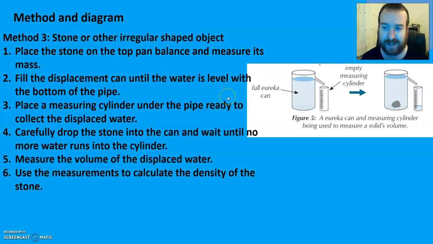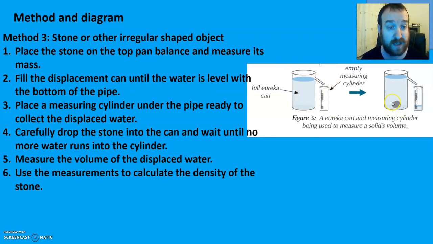Next, the trickier one, measuring the density of an irregular object. For this, we need to use a eureka can. A eureka can or a displacement can lets us find the volume, because we don't have 3 sides on an irregular shape. There's no 3 sides to measure. There's hundreds of sides maybe. So we fill a eureka can with water up until it's at the very top of the spout, and we place an empty measuring cylinder ready to catch any displaced water.